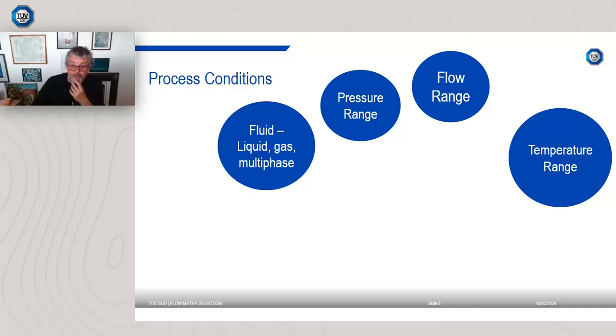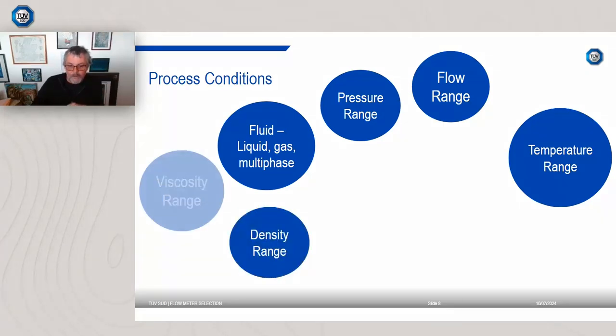The pressure and temperature, again, of course, affect not only the meter type, but the materials, for example. Measuring clean water at 2 bar and 20 degrees C is completely different from measuring, say, sour natural gas at 400 bar and 80 degrees C. So the pressure and temperature, along with the flow range, are primary considerations, along with the nature of the fluid, the phase of the fluid.